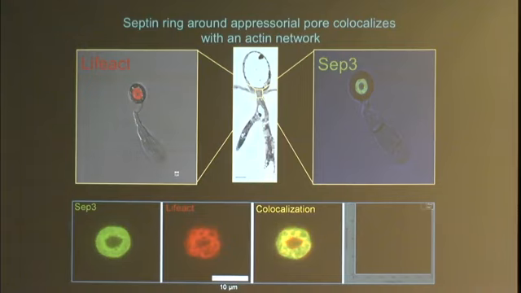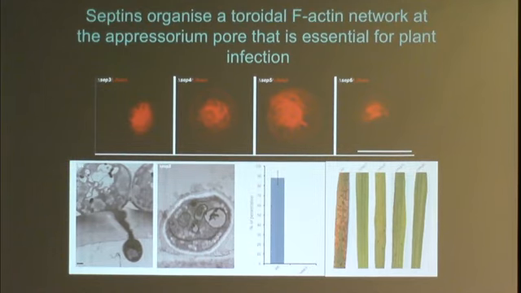When we did the colocalization, we can clearly see that this actin network colocalizes with the septin network. You can see the actin in red and the septin, and they perfectly colocalize. And as you can imagine from how the story is developing, septins are important for actin network formation. So if you delete these septins, there are 4 of them in the rice blast fungus, you don't have a toroidal network of actin around the appressorium pore anymore. As you can see here, for all of them, SEP3, SEP4, 5, and 6, we don't have this pore anymore.